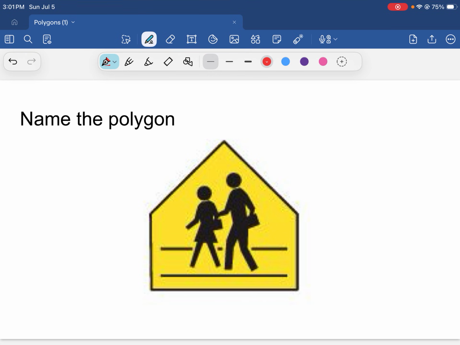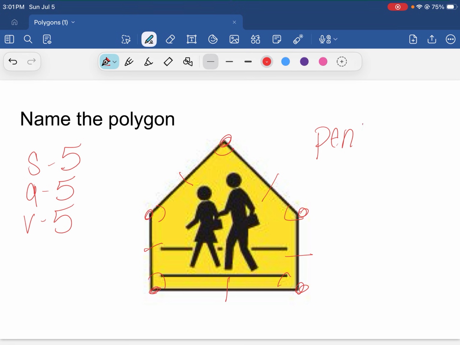Let's see if we can name this polygon. Remember, in order to name a polygon, we need to look at its sides, its angles, and its vertices. So let's count. We have 1, 2, 3, 4, 5 sides. We have 1, 2, 3, 4, 5 angles. And we have 1, 2, 3, 4, 5 vertices. Because this shape has 5 sides, 5 angles, and 5 vertices, we would call it a pentagon.